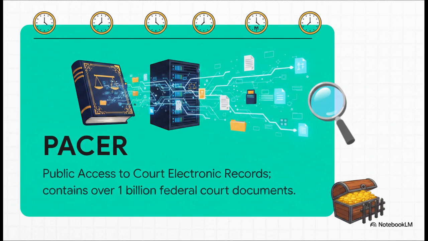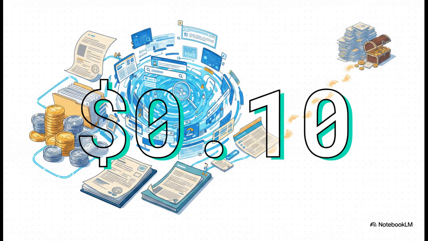But accessing this goldmine isn't completely without its hurdles. Check out this number, 10 cents. That is the hidden cost of federal bureaucracy. To view a document or even just to pull up a single page of search results in PACER, you're charged 10 cents per page. So if you search a common name and it returns 2 pages of results, boom, that's 20 cents just to look at the list.